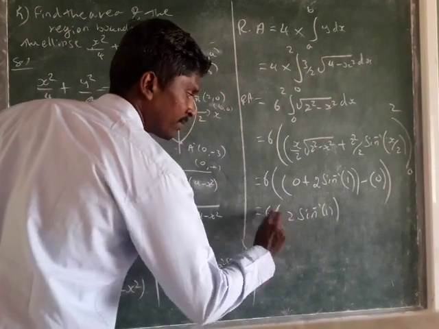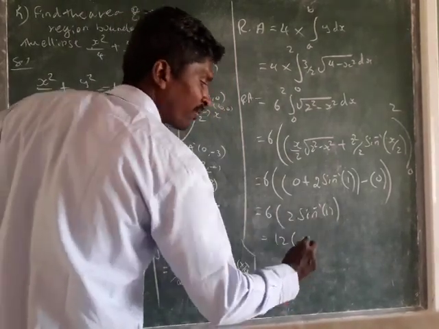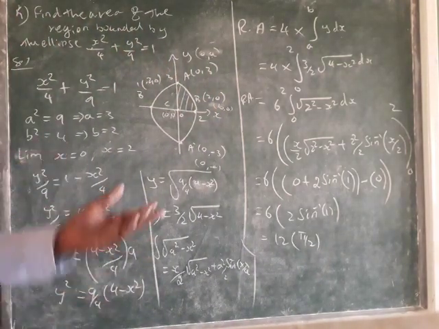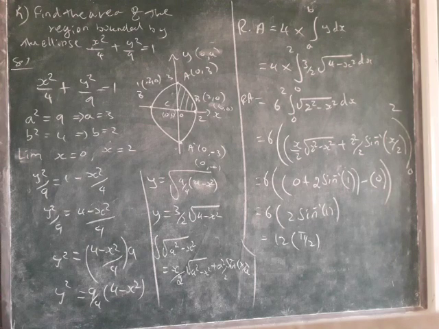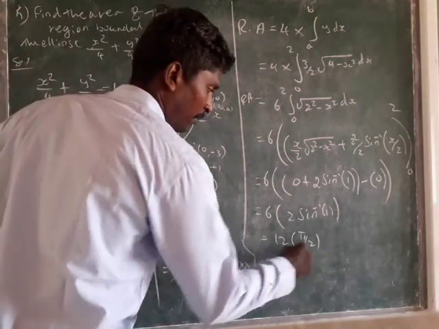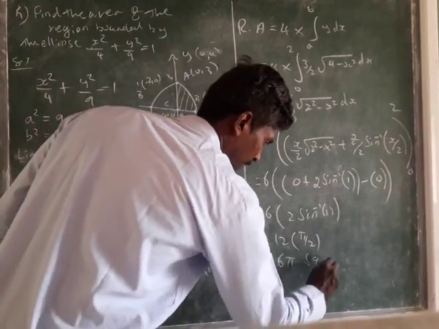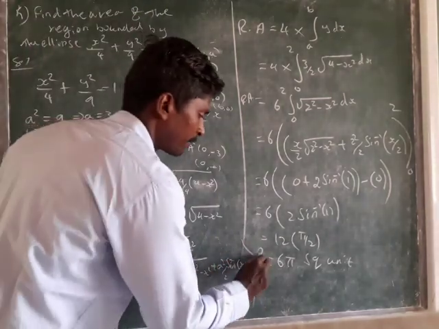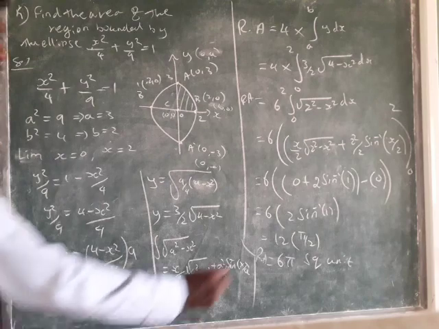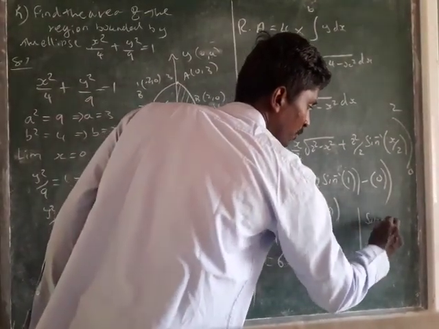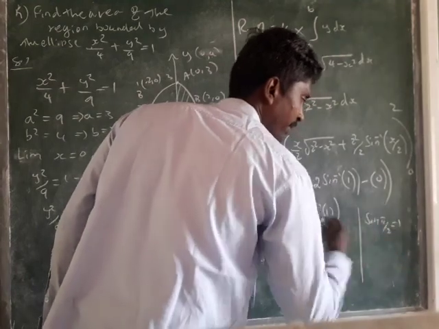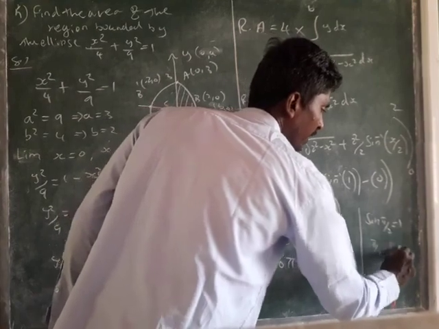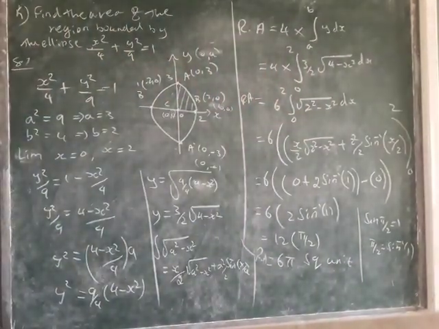Multiplying gives 12 sine inverse of 1. The value of sine inverse of 1 is pi by 2, since sine pi by 2 equals 1. So it becomes 6 pi. The required area is 6 pi square units. If sine pi by 2 equals 1, then taking sine inverse on both sides, sine inverse of 1 equals pi by 2.